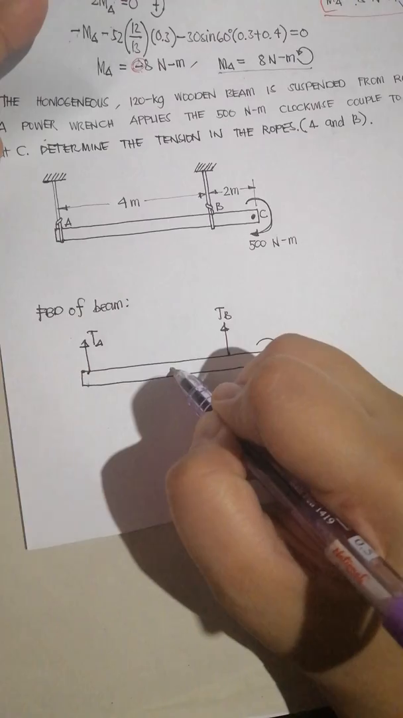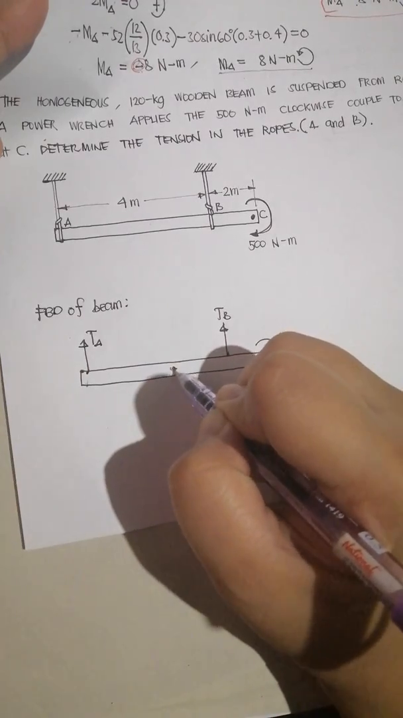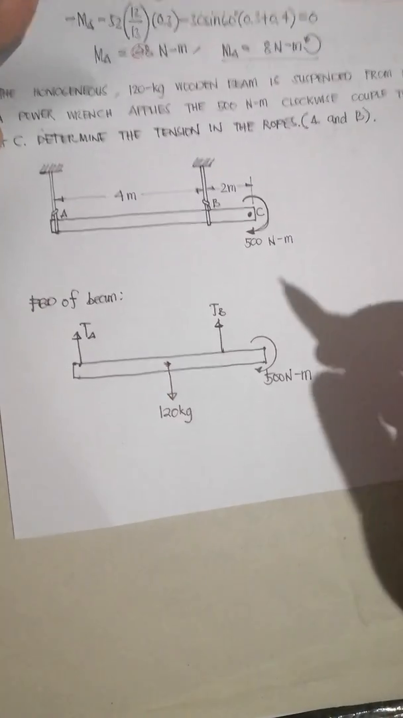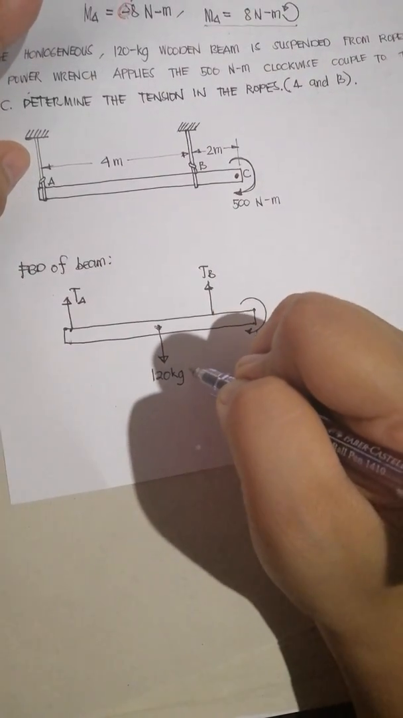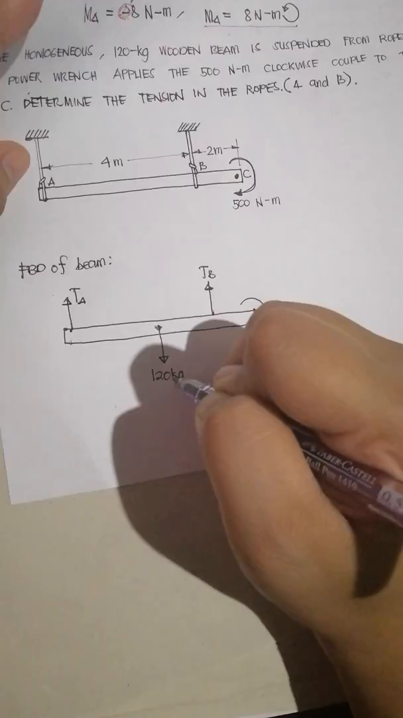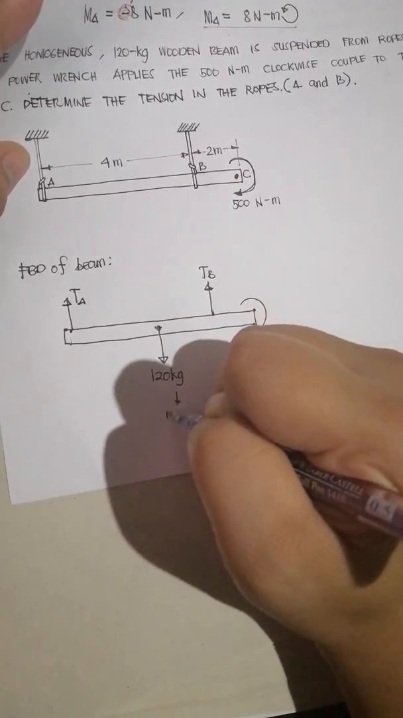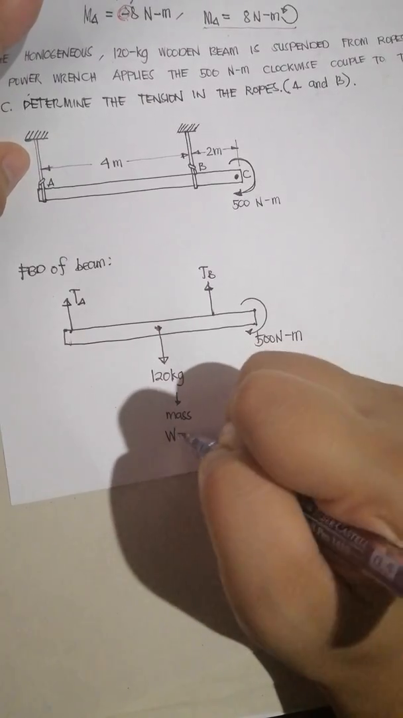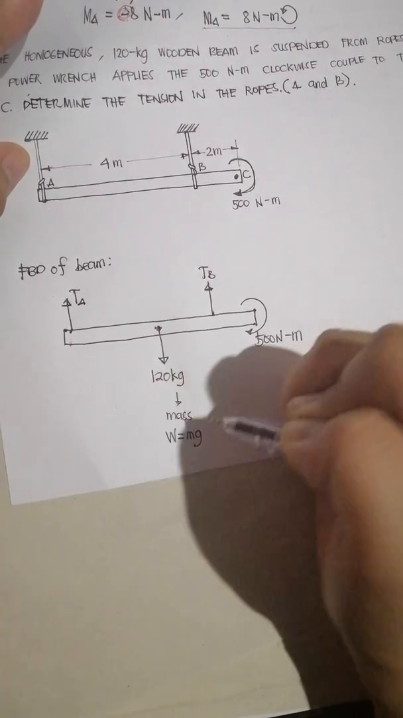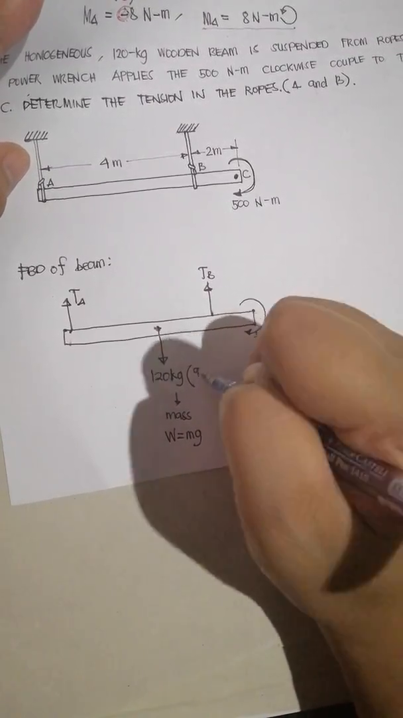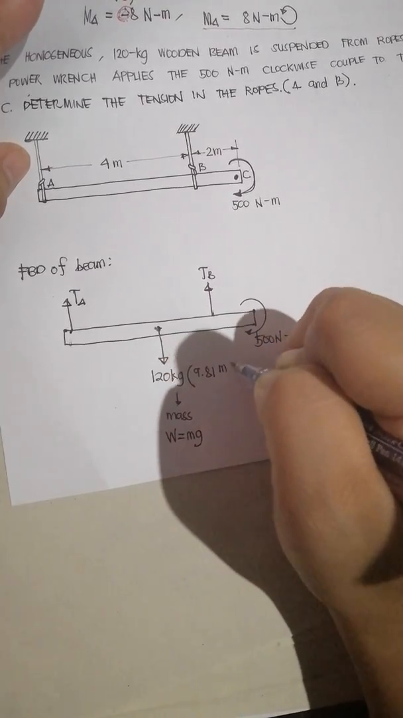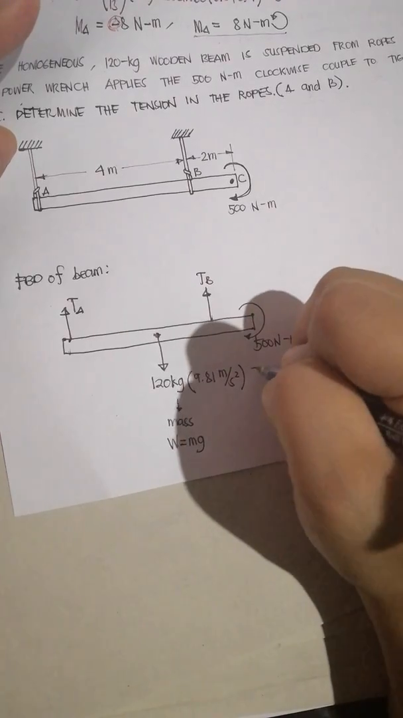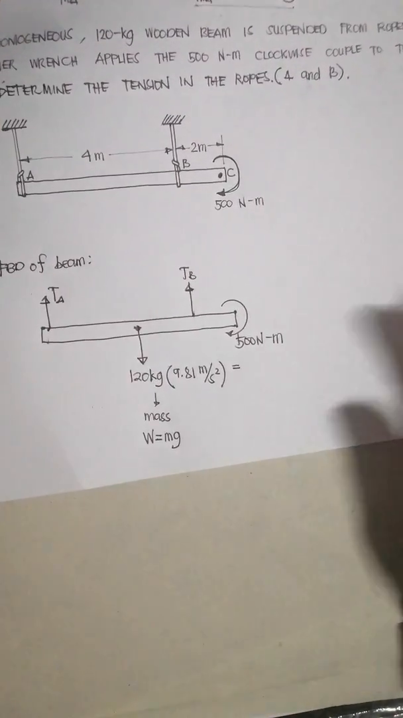So at the center of gravity, there is actually a 120 kilogram weight. Before we proceed to the solution, we have to convert kilogram, which is a unit of mass, into weight. We know that weight is equal to mass times gravitational acceleration. So we multiply it by 9.81 meters per second squared, which is the gravitational acceleration in SI units, so that it will be converted into newtons.